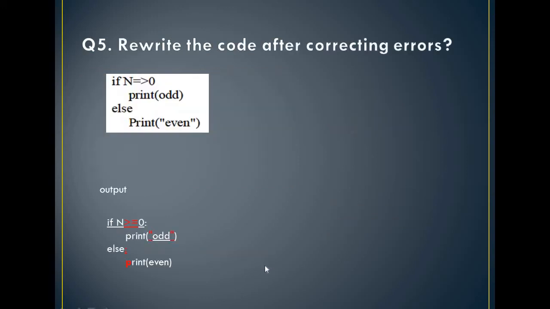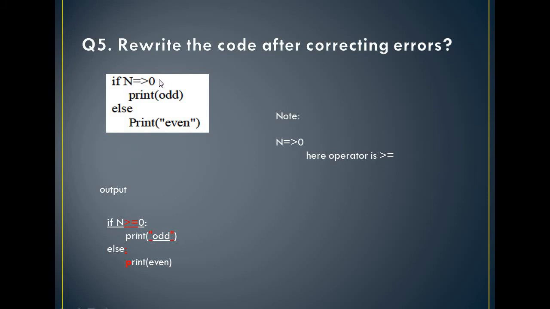Next question. Rewrite the code after correcting the errors. If n greater than or equal to 0, print odd, else print even. Listen to the program carefully because Python is a case sensitive language. So please check the letters given, whether they are in uppercase or lowercase. If n greater than or equal to 0. Here it is given as equal to greater than. Normally our operator is greater than equal to. So one error is here.